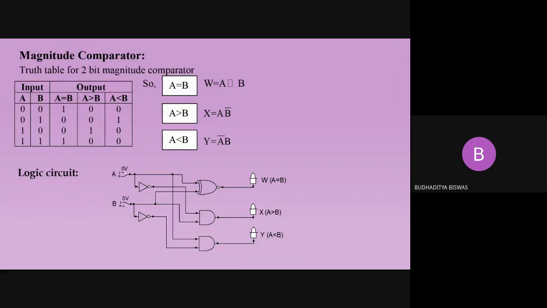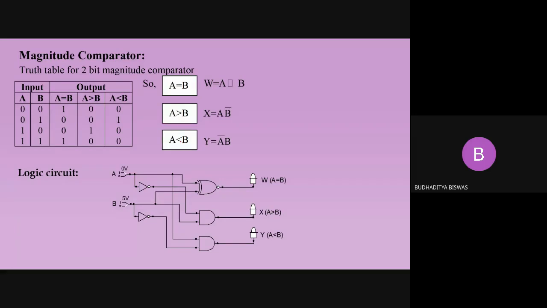Now come to this one. This is called the magnitude comparator. Now what is a magnitude comparator? Here, this is a 2-bit magnitude comparator. A 2-bit magnitude comparator means we compare the 2 inputs A and B and produce 3 outputs, because if we compare the values of the 2 inputs A and B, 3 possible combinations are there. One is A equal to B, second is A greater than B, third is A less than B. Other than these 3, no other combinations are possible.